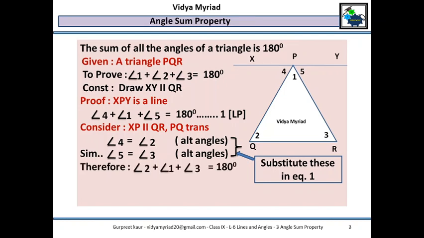So I will get 2 plus 1 plus 3 is equal to 180 degrees, or I write it in a sequence which says that angle 1 plus angle 2 plus angle 3 is equal to 180 degrees, and hence it is proved that the sum of all the angles of the triangle is 180.